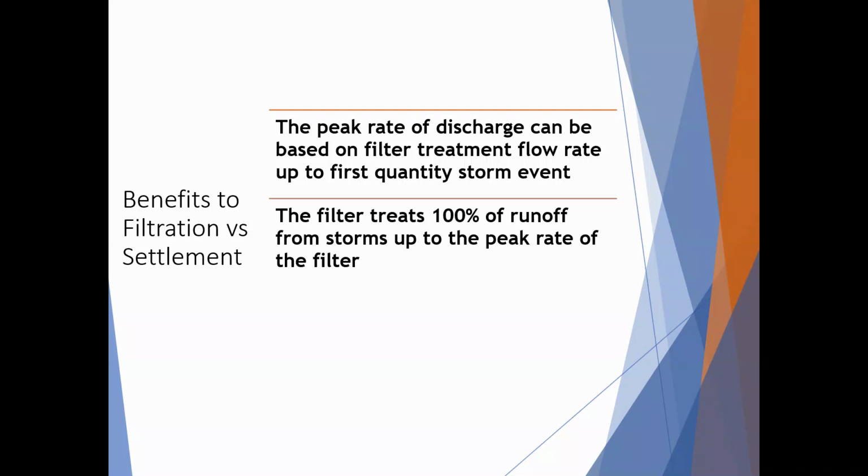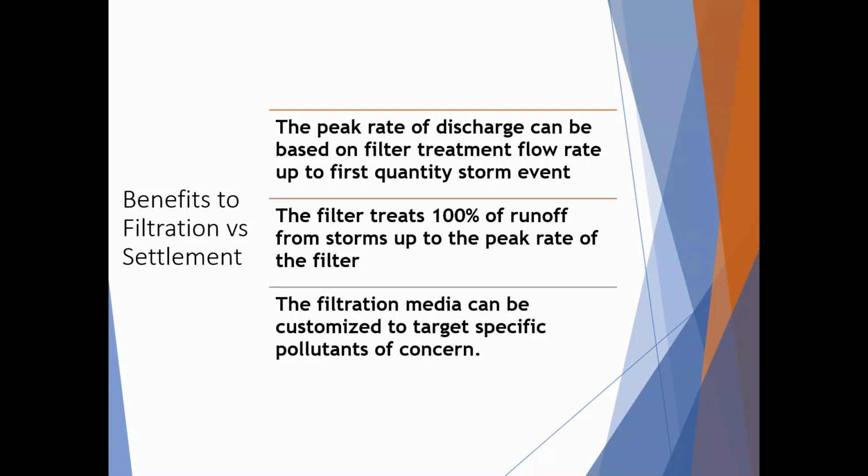The other thing is that the filter is going to treat 100% of runoff from storms up to the peak rate of the filter. So if we can design that filter to handle, say, up to the 2-year storm event, and it's also treating those really low flow storm events that result in minimal ponding, we're now getting much more of the annual rainfall treated by that filter. The last thing is that we can customize media to target specific pollutants of concern.